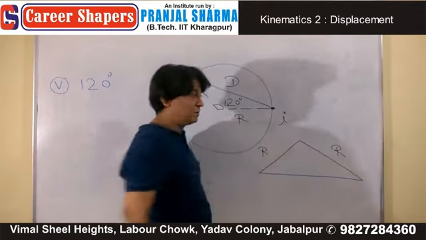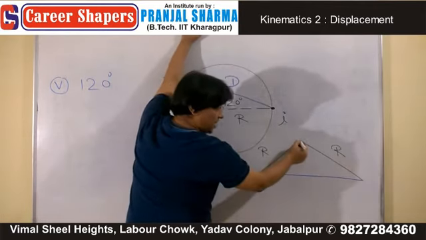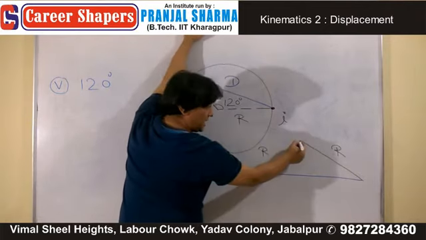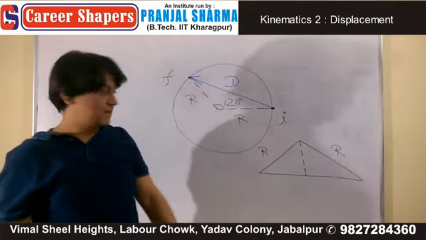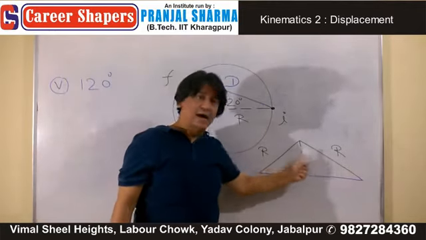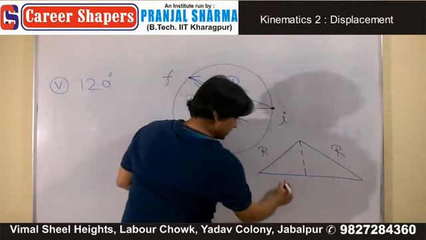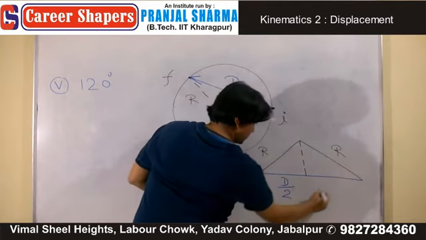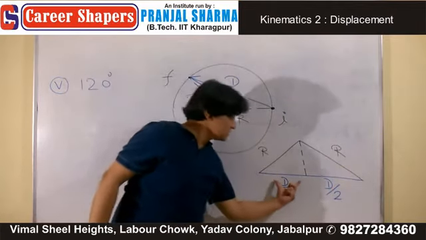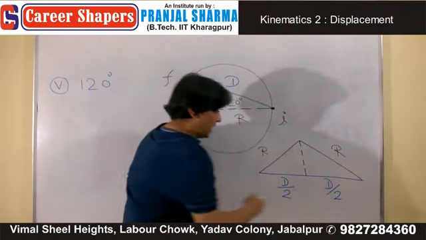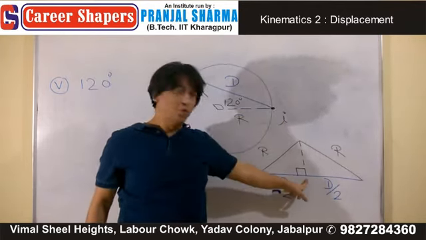What is the total angle? 120. I hope you can see it, that if I draw a perpendicular bisector, it is an isosceles triangle, and therefore if I draw a perpendicular bisector, I will get d by 2 and d by 2. This is d by 2, this is d by 2.